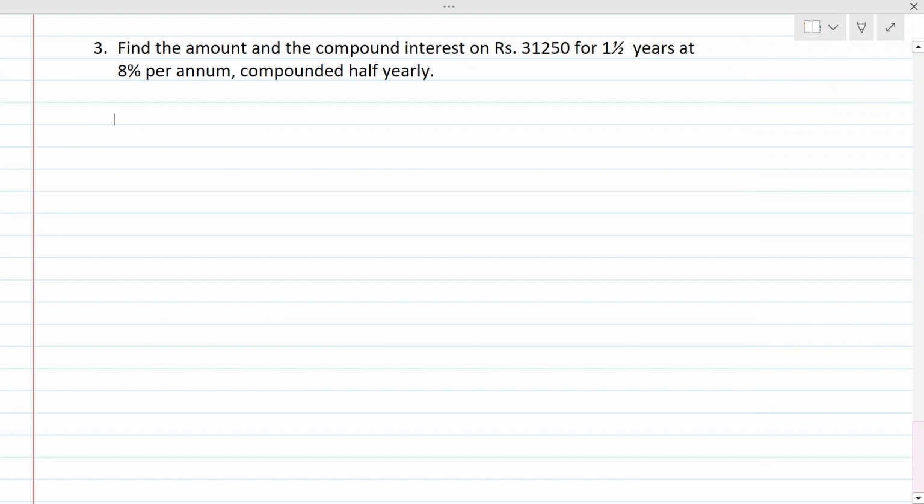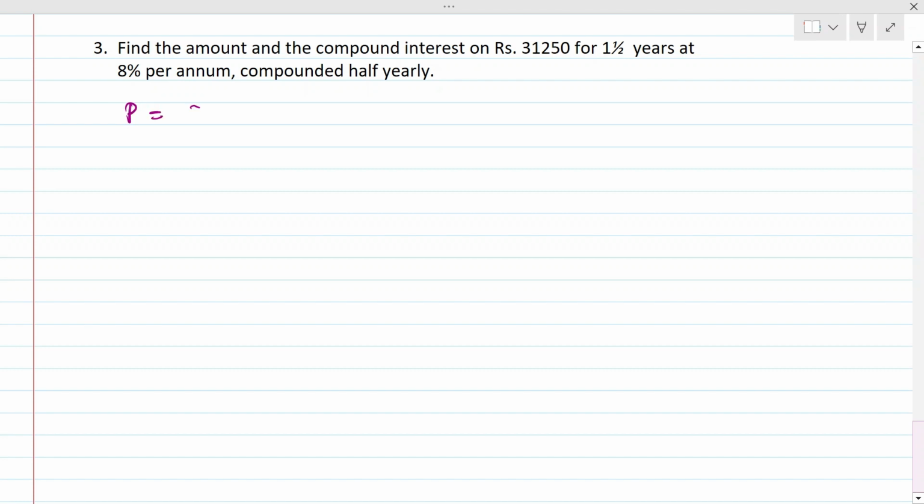Now the third example is find the amount and the compound interest on rupees 31,250 for 1.5 years at 8% per annum compounded half yearly. Here I have chosen this problem because here the number of years is in fraction, 1 by 2. Okay, the first thing is we have to write the given data.